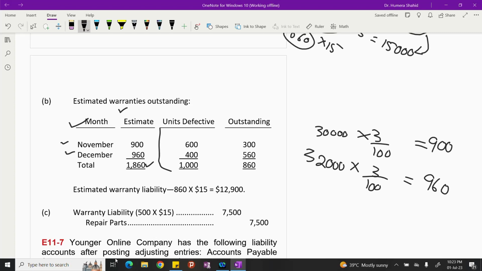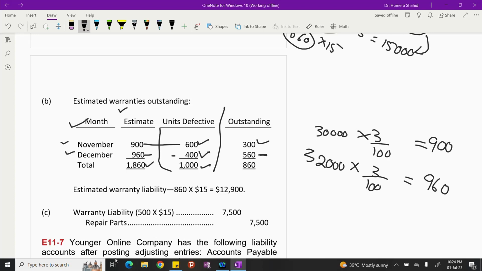How many units were defective? This is given in the data set above. 600 were returned in November and 400 came back in December. So total 1,000 units came back. Remaining out of 900, we still expect that 300 will come back. And out of 960, we still expect 560 will come back because 400 are already done.